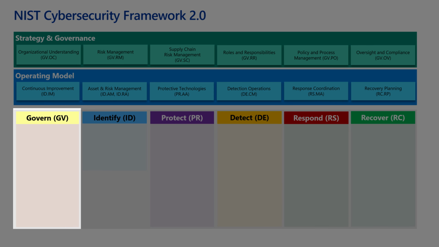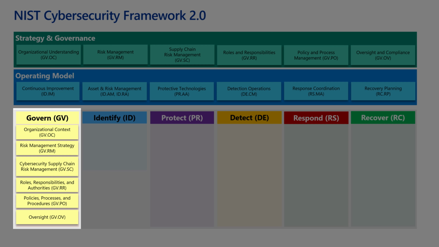The governance function is fundamental in establishing an organization's cybersecurity strategy, structure and policies. It defines how cybersecurity decisions are made, assigns responsibilities, and ensures compliance with regulations. This function is about setting the cybersecurity tone at the top, aligning it with the organization's broader business strategy.